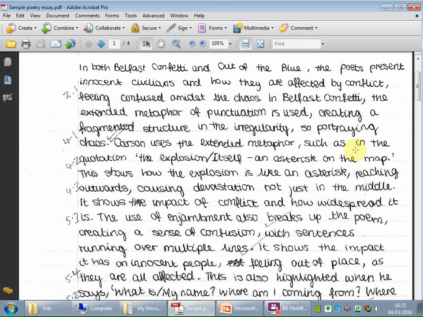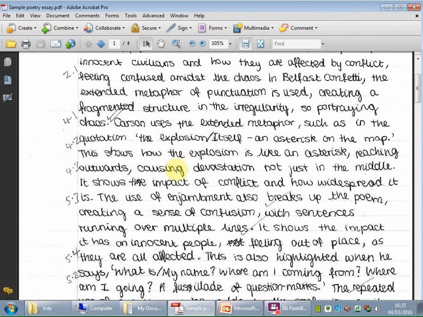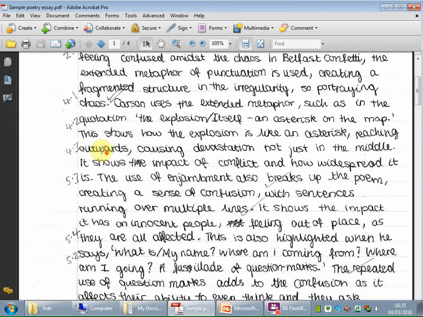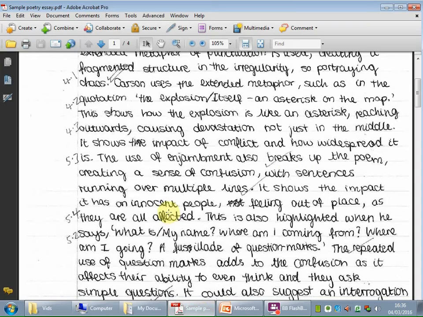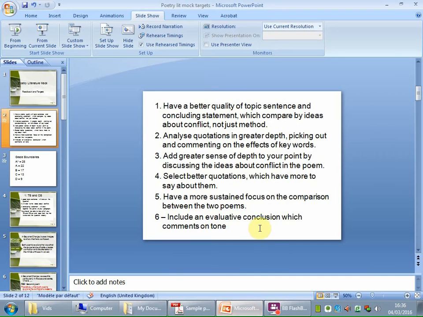"Carson uses the extended metaphor such as, in the quotation, the explosion itself and asterisks on the map." Just note the way that the slash there is used to show that it goes to the next line. You've got quote marks and you've got the slash to show that you're breaking over 2 lines with this quotation. Right, and now we're into this bit about analysing quotation in depth. Look at this. "This shows how the explosion is like an asterisk, reaching outwards, causing devastation, not just in the middle," like an asterisk sign, like that.